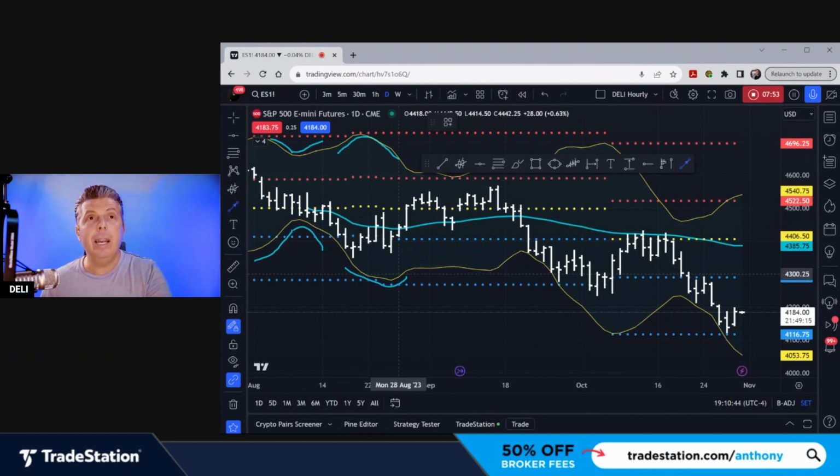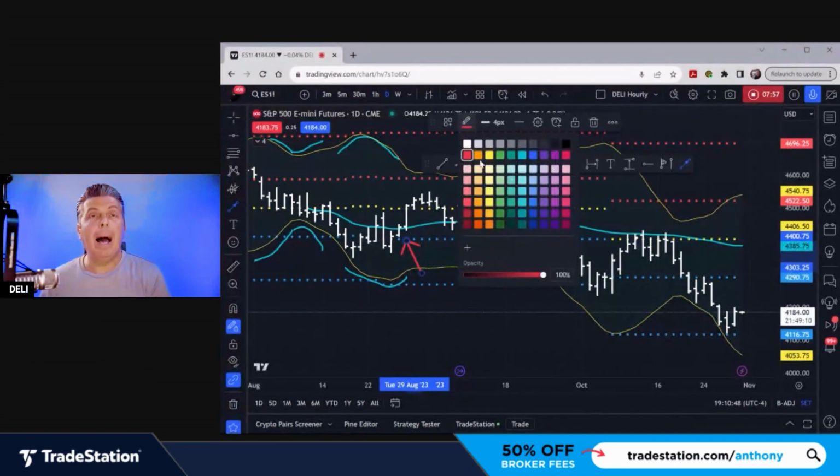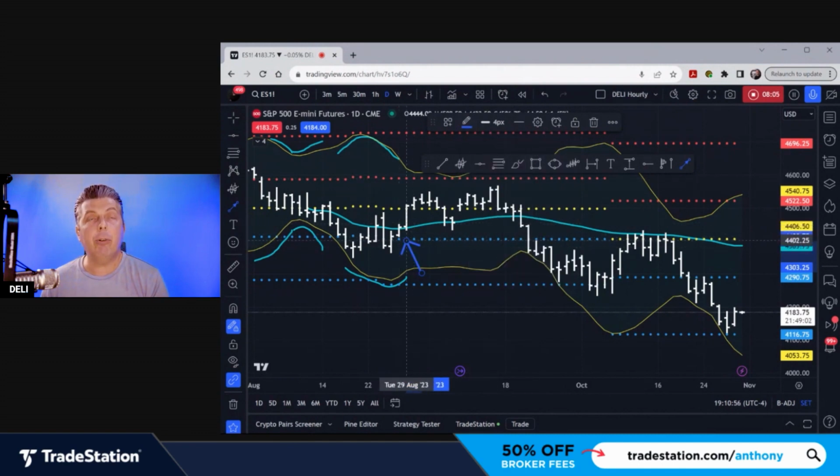So as you can see right there, you're above my beacon support area, and then we get a close above that anchored VWAP, right? That is a strong buy signal to me, and it indicates that the current trend that we have is reversed. And you can see here that's where the market actually took out this downtrend and started to grind back higher.